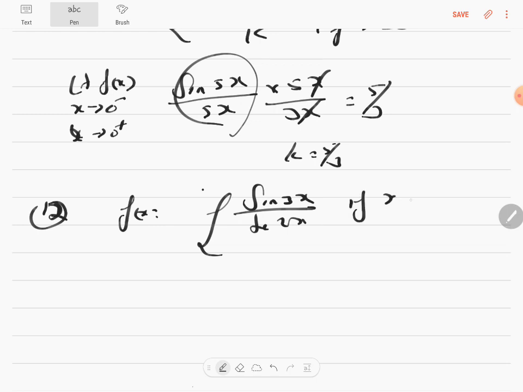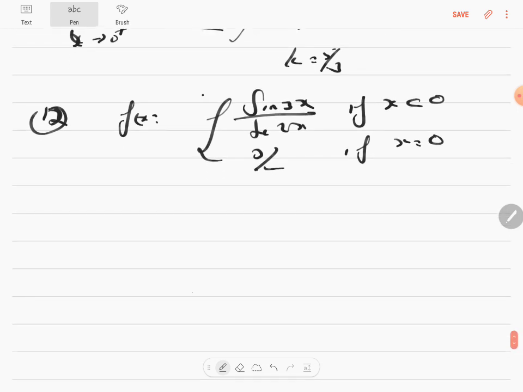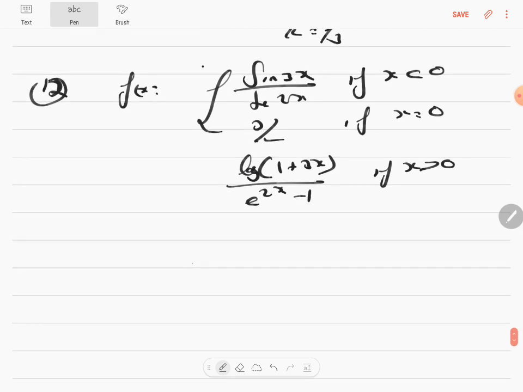It is 3 by 2 if x is less than 0 and 3 by 2 if x is equal to 0. Probably a 1 mark question. And the right limit is log of 1 plus 3x by e to the power 2x minus 1 if x is greater than 0. I love the right limit because we are now using log(1+x) and e to the power x minus 1 is also there. So let's do the left hand limit.